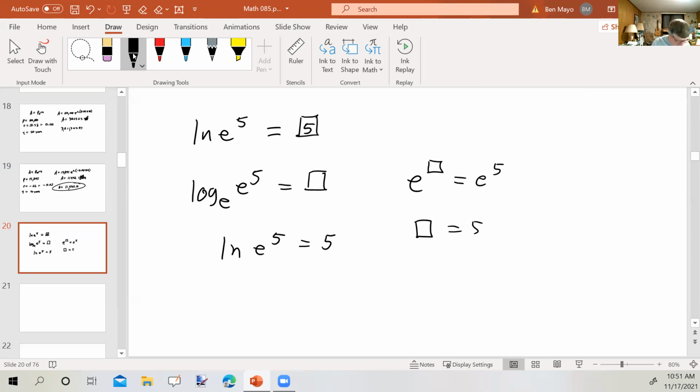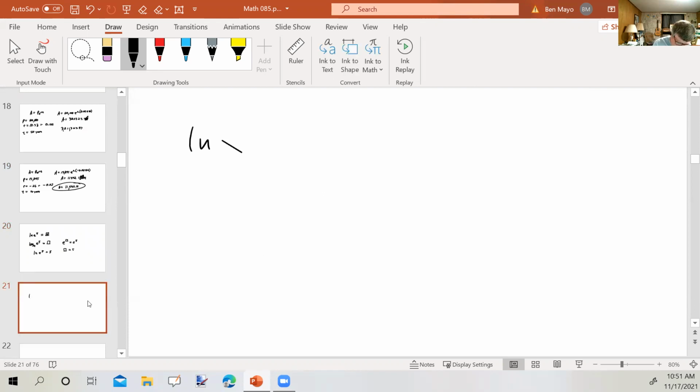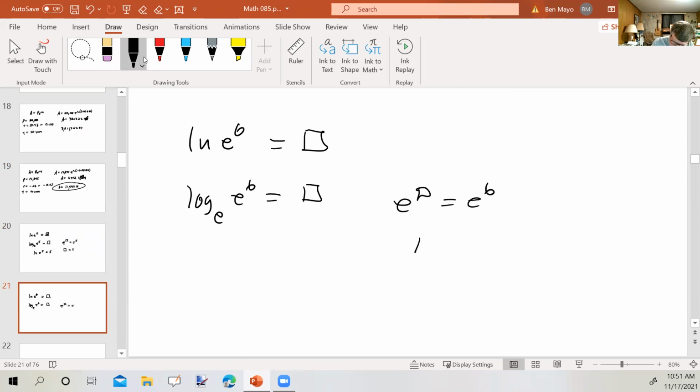Okay, how about this one? The natural log of e to the sixth. Well, if you guessed 6, you're correct. But let's do it the long way, just to make sure. So this is log base e of e to the sixth equals box. e to the box equals e to the sixth. The box equals 6. Okay.